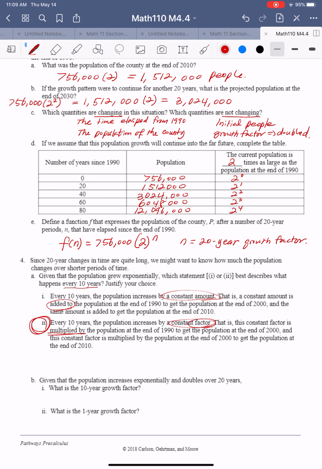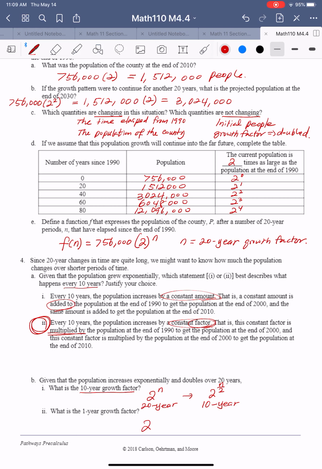So given that the population increases exponentially and doubles over 20 years, what is the 10-year growth factor? The 20-year growth factor is 2 to the n. Now we try to make a 10-year growth factor, which is half of it. So you can just take half of the time period, okay? And then what about 1 year?